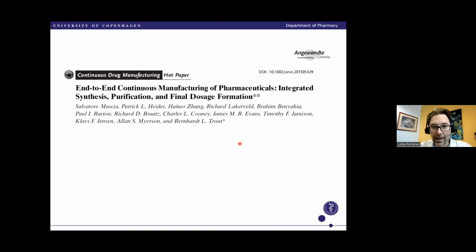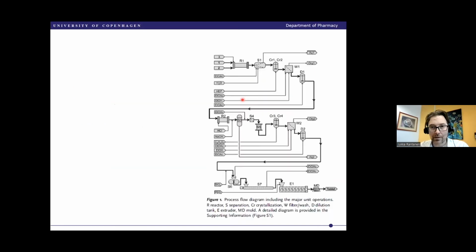This is one example of those activities. This is a team from MIT, together with Novartis, who have been working on an end-to-end continuous manufacturing line that is integrating synthesis, purification processes, and final dosage formation. And in their solution, this is just a technical drawing of it, so we are not going into details of all these processing steps.